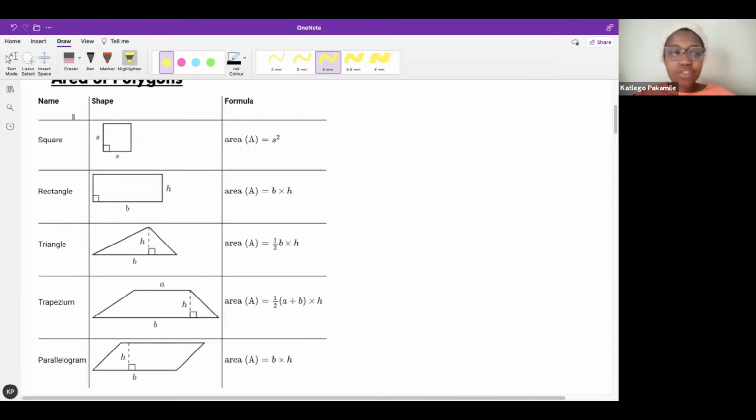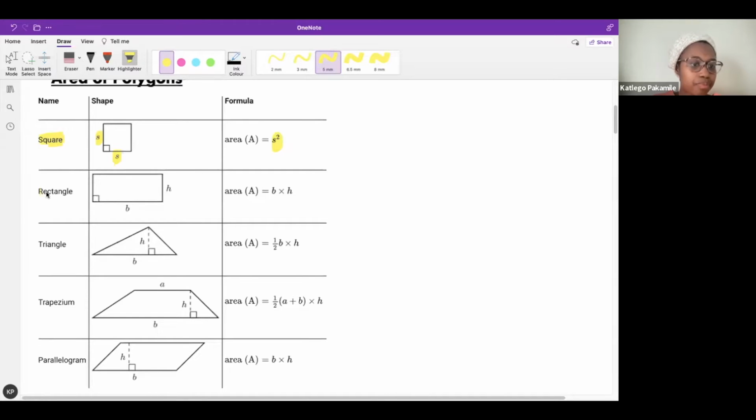So, area of a square. Remember, a property of a square is that all the sides are equal. So to find the area, you're going to say side times side. That's where the side squared comes from. Okay, so it's either length times length, or breadth times breadth, or side times side. That is the most basic formula for area.